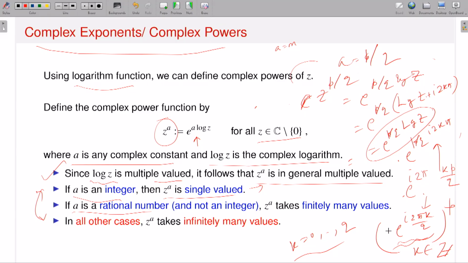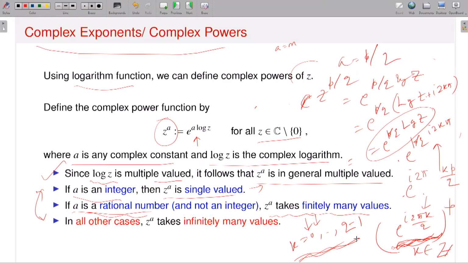So k from 0 up to q minus 1 will have q many values, right? If I take k equal to q, then it will repeat the value for k equal to 0. Then if I take q plus 1, it will take the value for k equal to 1, and so on and so forth. So this object will have q many distinct values, and if I take it to the power p, it will have that many distinct values. Therefore if a is rational, z to the power a will have finitely many values, because even if k runs over all integers, after some time it will repeat. So only q many distinct values will be there if a is equal to p by q.